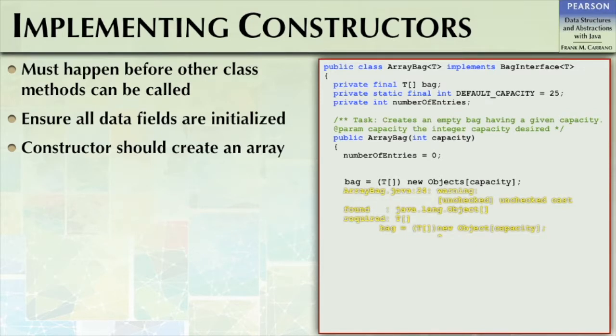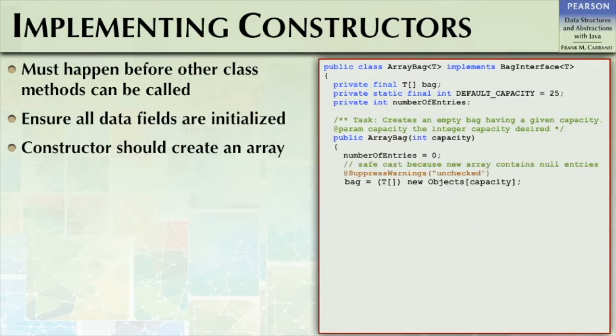The compiler wants you to ensure that casting each of the entries in the array from type object to the generic type T is safe. Since the array has just been allocated, it contains null entries, so we know the cast is safe. And so we instruct the compiler to ignore the warning by writing a special annotation, suppress warnings unchecked, before the offending statement. But this instruction to the compiler can only precede a method definition or a variable declaration.